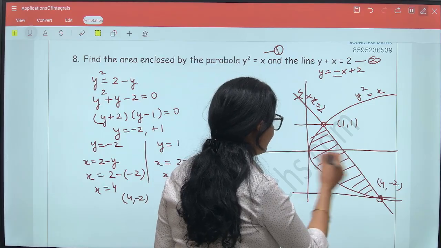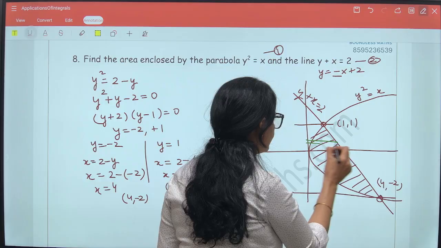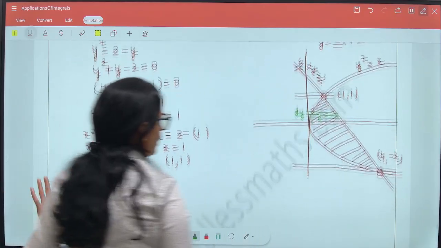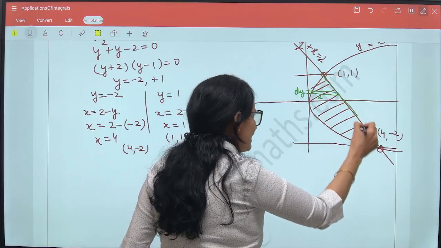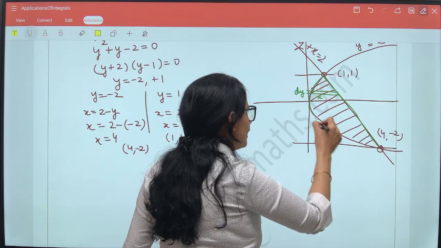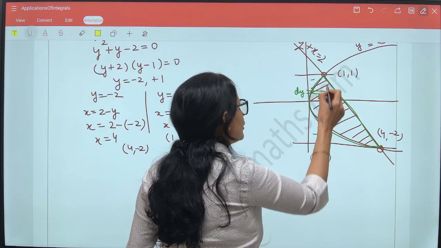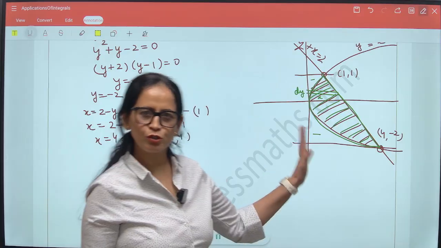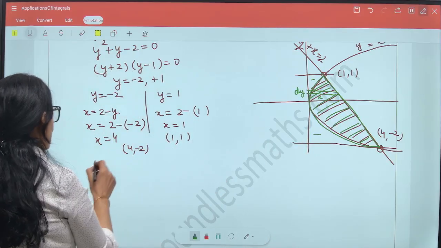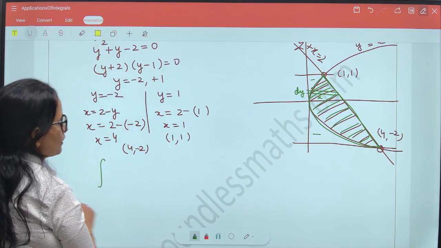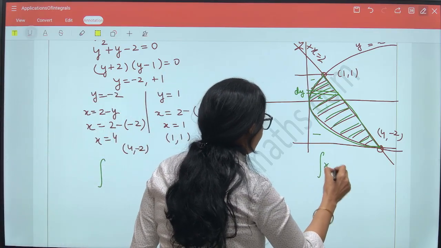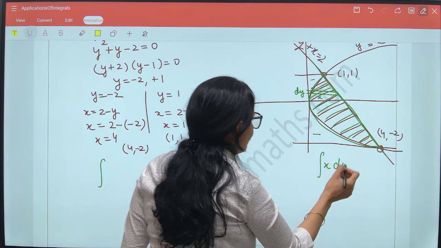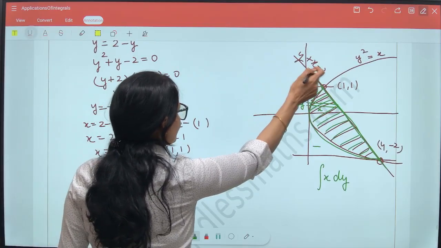So if you look at this, you need to integrate here. So this is dy and this is x. So integrate this straight line first and take away the area bounded by the parabola. You get the required area. I hope by now you are used to it and you understand what we are doing. So that means we need to find the integral of x dy. Write the equation of the straight line in the form of x. What is x equal to? x is 2 minus y.